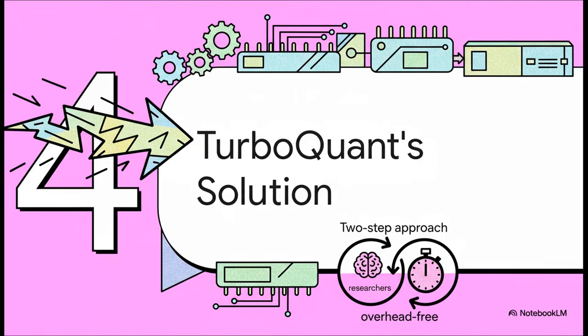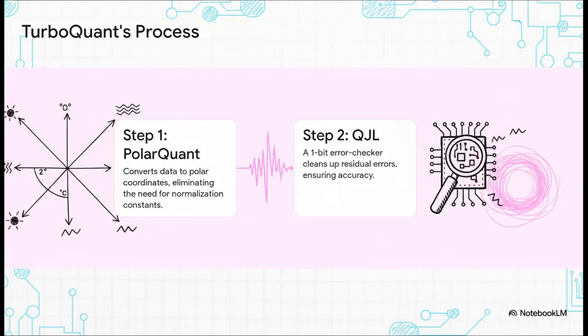All right, so enter our hero, TurboQuant. Researchers at Google realized that the problem wasn't the compression itself, it was this pesky overhead. So they went back to the drawing board and developed a completely new 2-step approach that was designed from the ground up to be totally overhead-free. And here's how they do it.